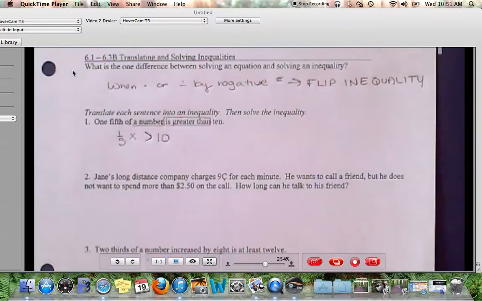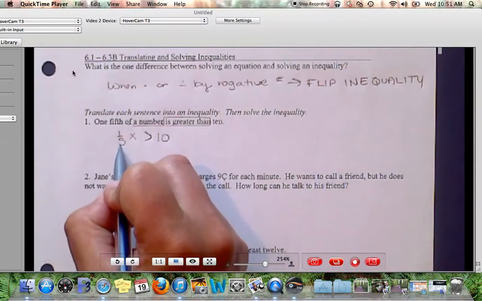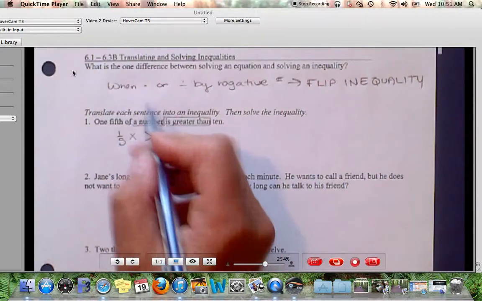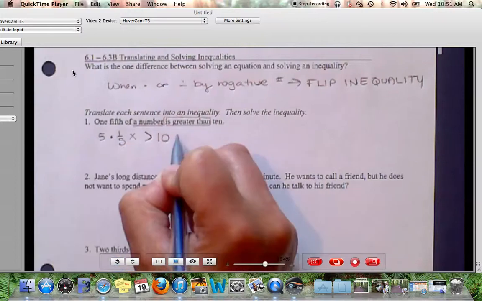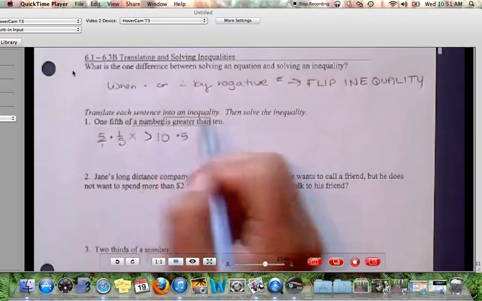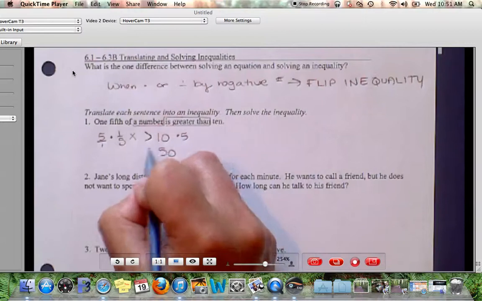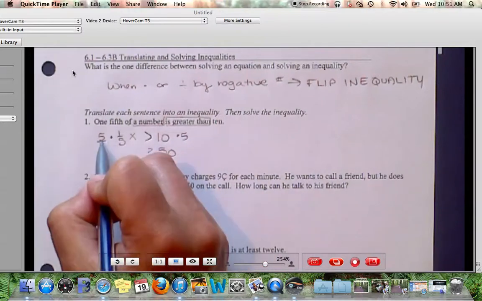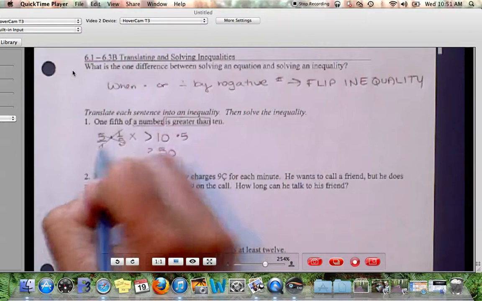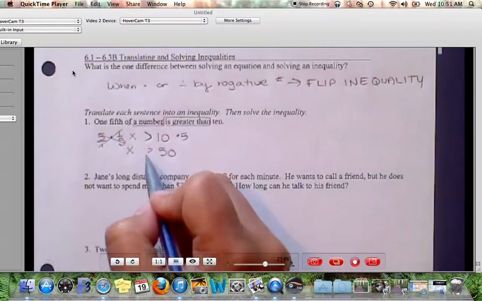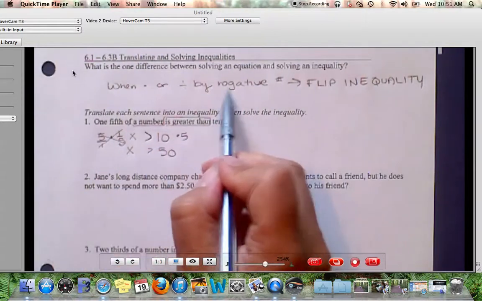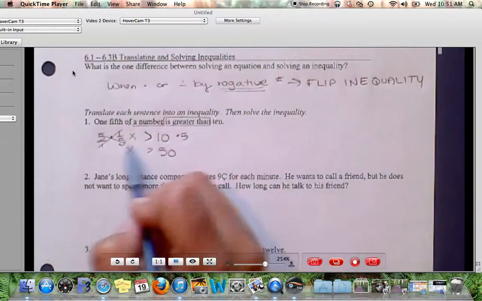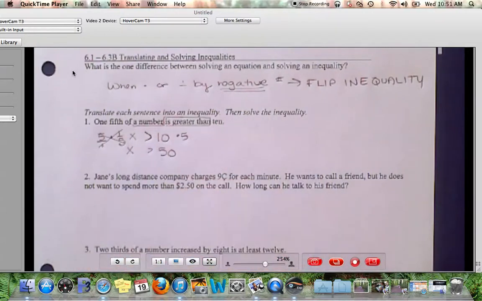Let's go ahead and set up each of these, and then we'll go ahead and solve. So again, if we want to get rid of a fraction, we always multiply through by the denominator. So in this case, it's 5. I should put this over 1. So 10 times 5 would be 50. And 5 over 1 times 1 over 5, these will cancel and you get x. Why did I not flip the inequality symbol? Because we did not multiply or divide by a negative number. We multiplied both sides by 5. So x is greater than 50.